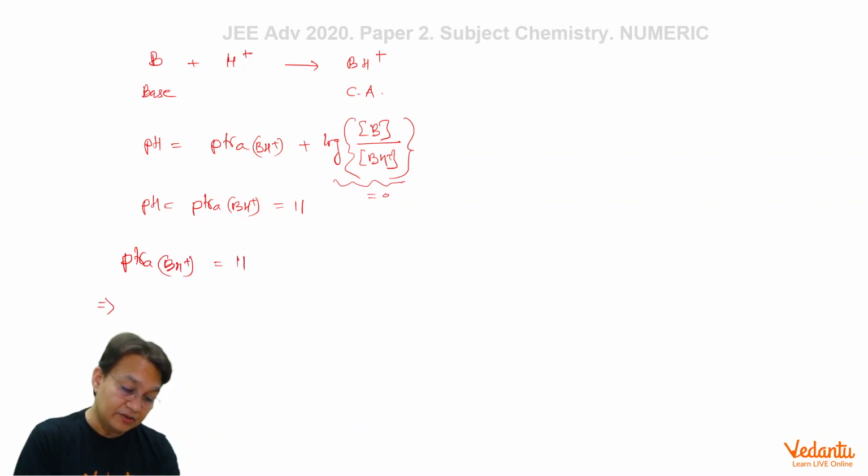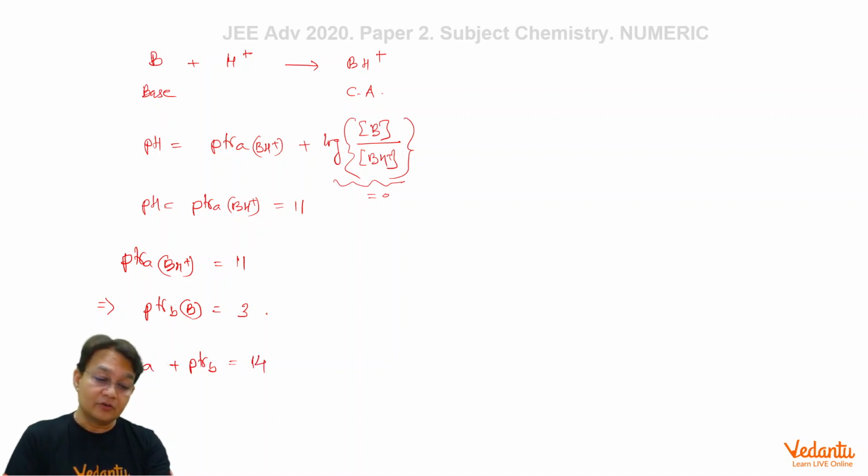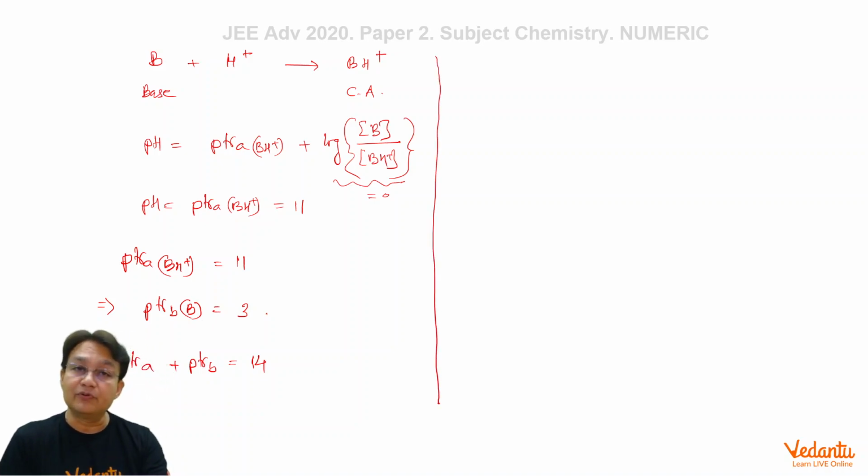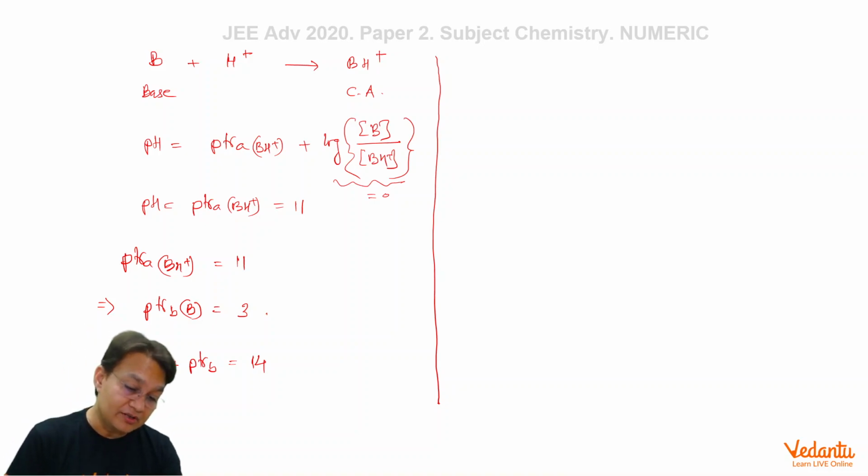and this gives us pKb of B is equal to 3, using the relation pKa of an acid plus pKb of the conjugate base is equal to 14. Using this relation, we can justify this method, and let's call this method number 1, using the Henderson equation for an acid. Now let us solve it by the Henderson equation for a base.